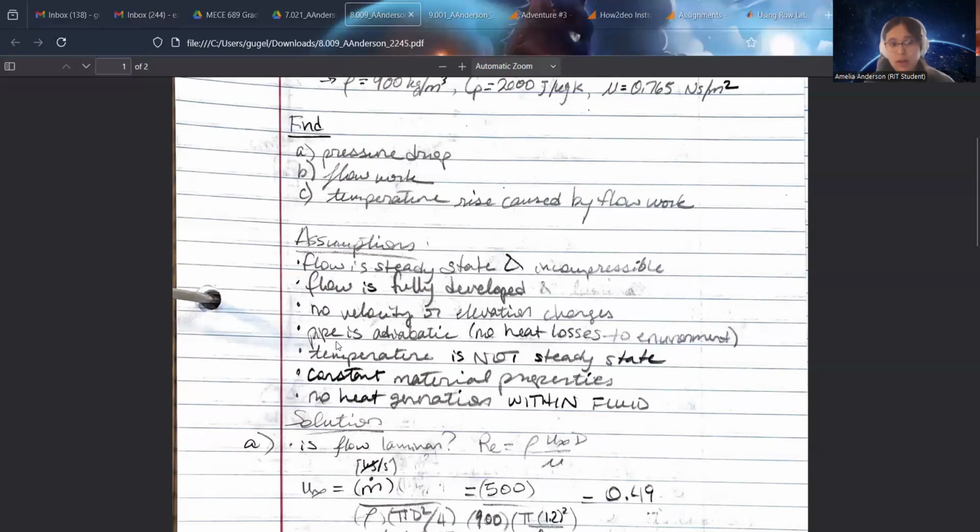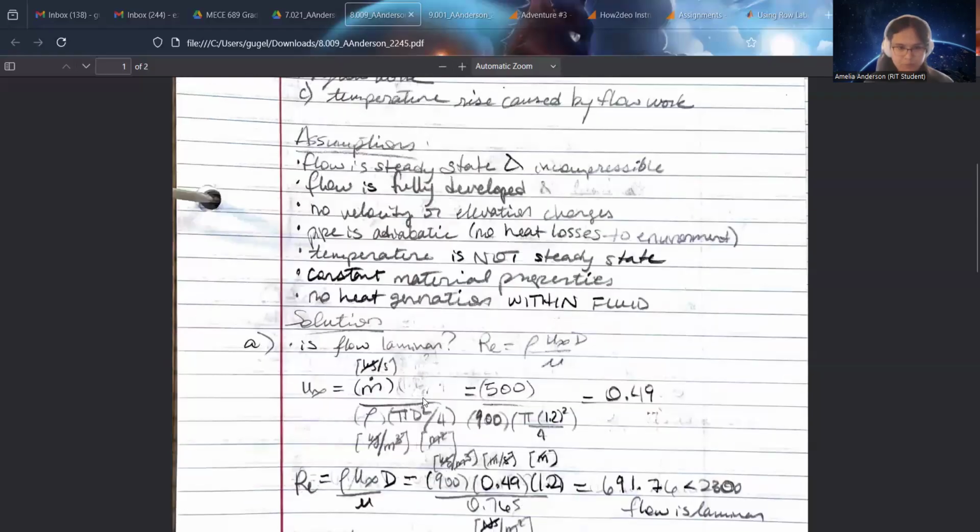We're going to have an adiabatic pipe. So we're not losing any heat to the environment. We're not gaining any heat. We're not generating any heat. When I said steady state, that applies only to the flow. We know the temperature is not steady state. We know there is some energy stored in this fluid because they're asking us for the temperature rise. Constant material properties and no heat generation within the fluid, where it's not combusting, it's not doing anything crazy.